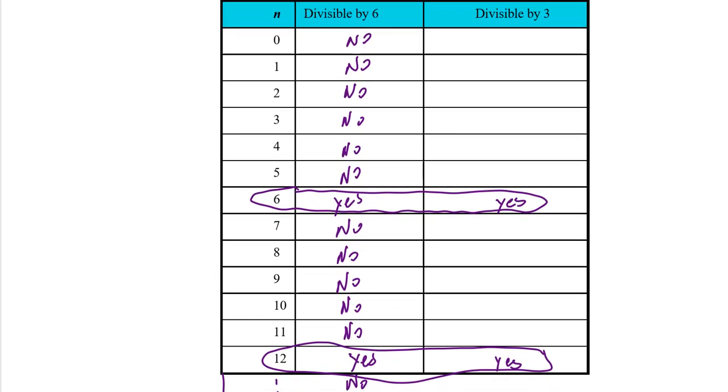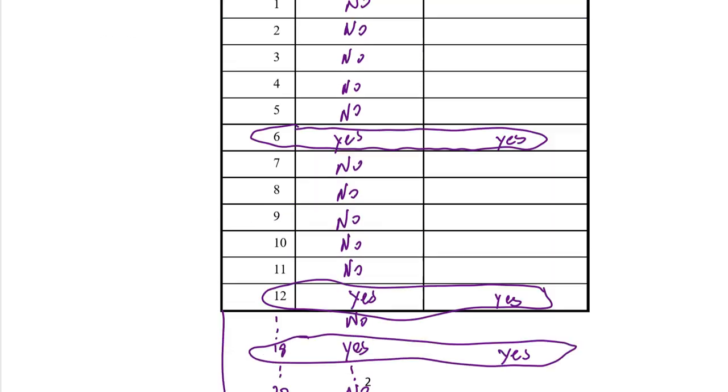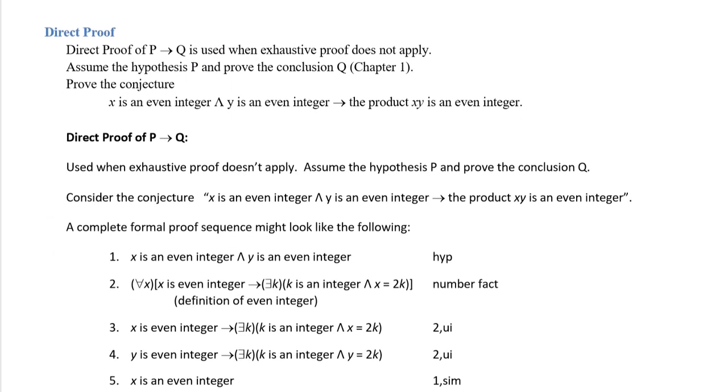That means we tried all the numbers less than 20 and we find out that if those numbers are divisible by 6, they're going to be divisible by 3. So simple as this. This is the proof by exhaustion, only for a limited number in the domain, when the domain is finite. Let's see another proof, which is direct proof.